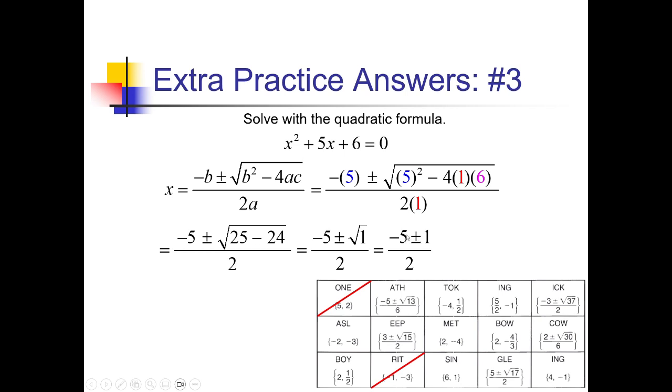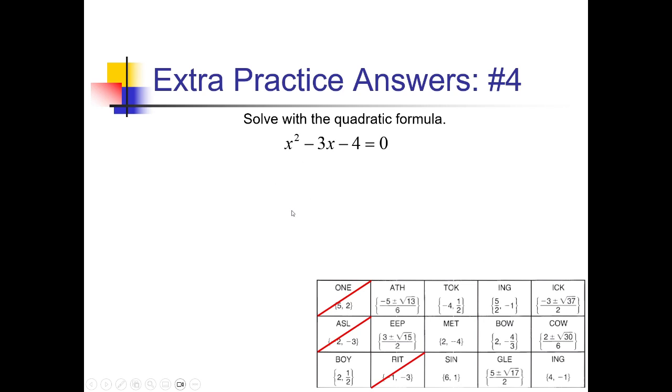So negative 5 plus 1 is going to be negative 4. And if I divide that by 2, I get my answer of negative 2. Negative 5 minus 1 is negative 6. Dividing negative 6 by 2 gives me negative 3. I was thinking too far ahead there. So we have negative 2 and negative 3. That's this box. Let's cross that out, and on we go.